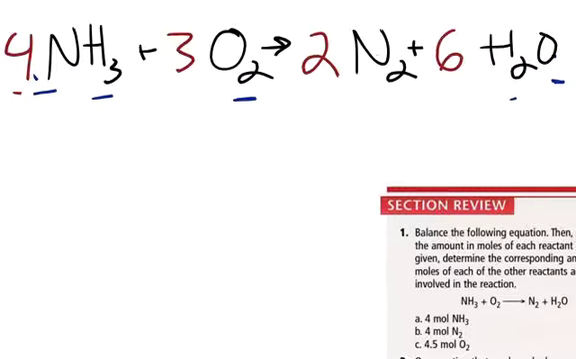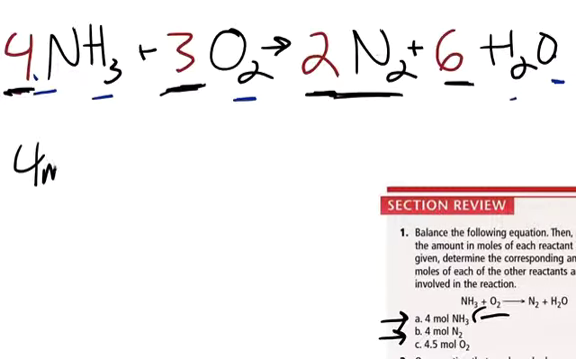This is why we balance chemical equations, so we can get these mole ratios. So this is asking, if I have 4 moles of ammonia, how much of everything else do I have? Well, that's kind of easy because that's just the balanced equation. If I have 4 of these, 3 of these are going to react with it. It's going to produce 2 nitrogens and 6 waters. So I'm going to skip that 1. I'm going to just do B.